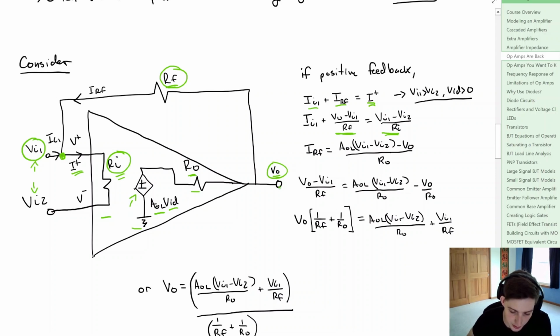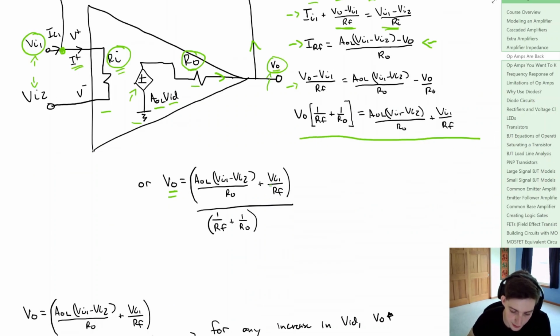Now, what we can also say is that IRF, which is this current, is equal to the current coming out of the amplifier, per se. And that's going to be equal to the open loop gain times that differential voltage minus this output voltage right here, divided by our output impedance. So that's this equation right here. So we're going to substitute what we found in this equation for the current for the feedback resistor, set that equal to this current value that we found for the feedback resistor, and we're left at this term here. Now we can rearrange that term to look something like this, and we can take that even further to get what our output voltage is equal to.